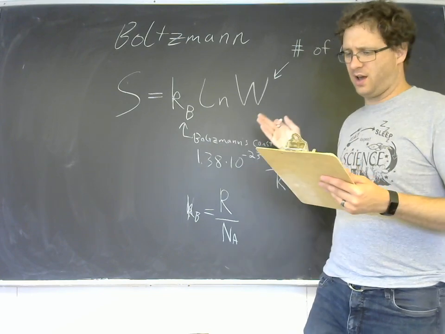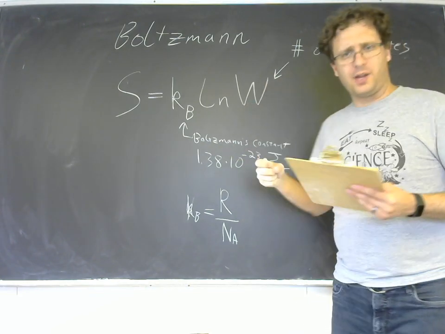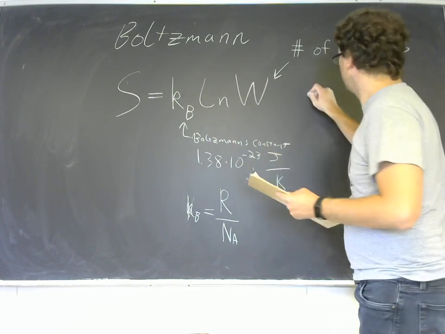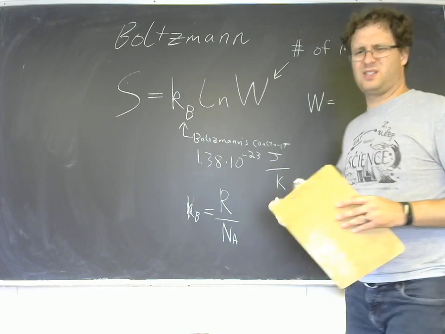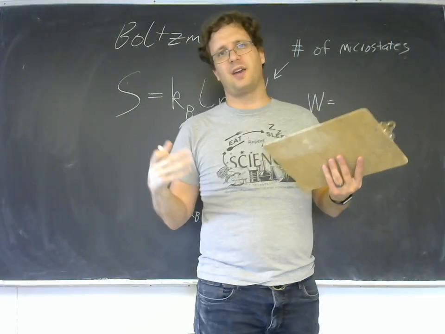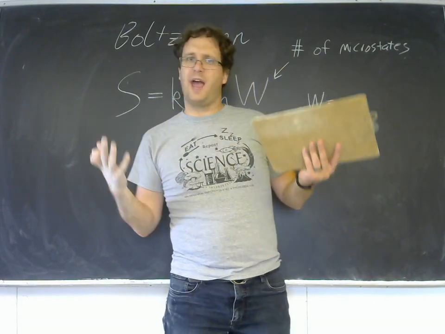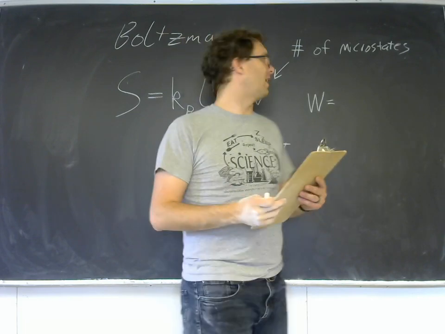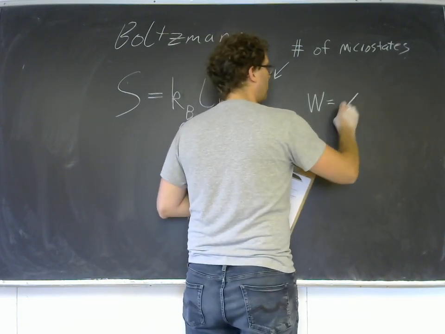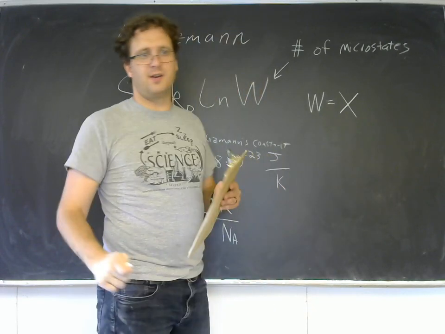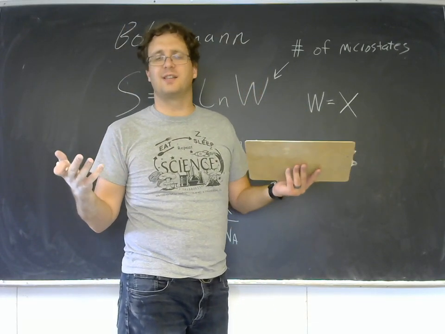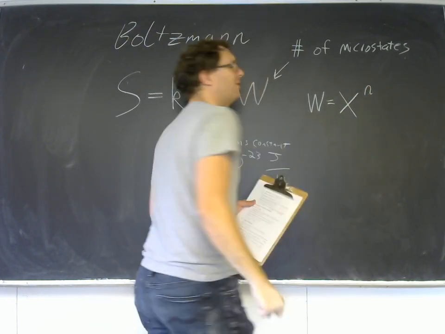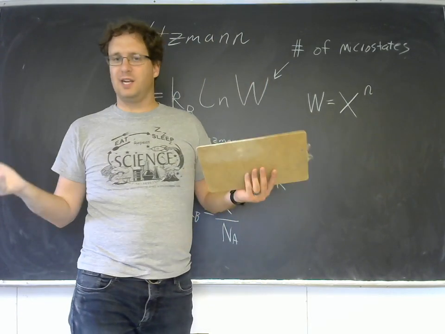So let's think about what the value of W will be for different systems. First of all, if we don't need to consider positions, if we're thinking of something like a solid or an abstract system like rolling dice or choosing cards from a deck, then W will equal X, which is the number of different possible states that a single particle can exist in, raised to the power of N, which is the number of particles in your system.